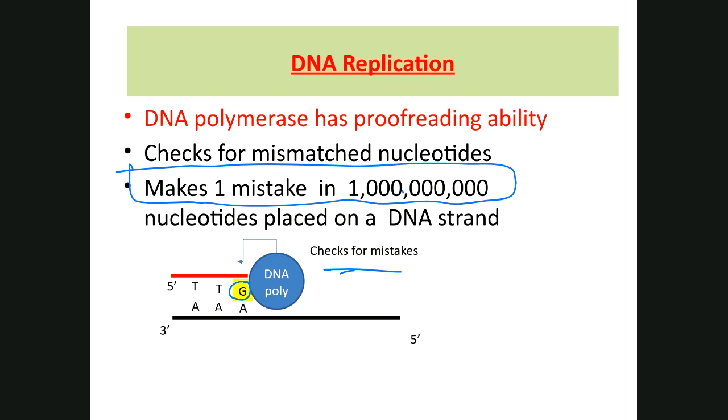We call this 1 in 10 to the 9. One in 10 to the 9 nucleotides, DNA polymerase could make a mistake and not catch it. And that's going to become an important concept in the next chapter. When DNA polymerase makes a mistake and doesn't catch it, that constitutes a mutation. It is what we call a spontaneous mutation, as we're going to see next chapter. Questions?